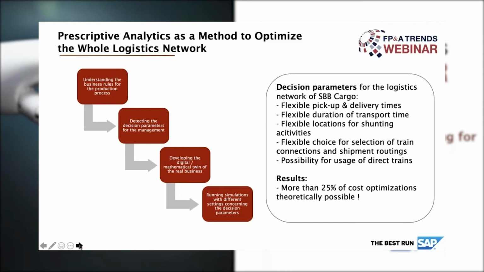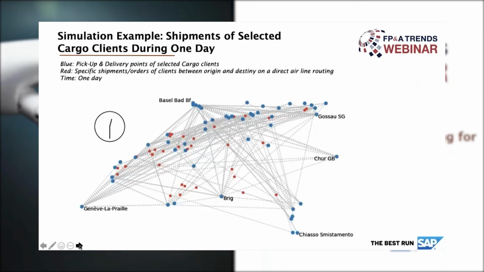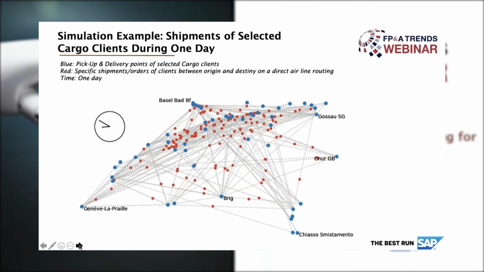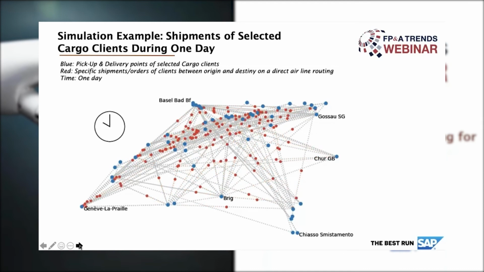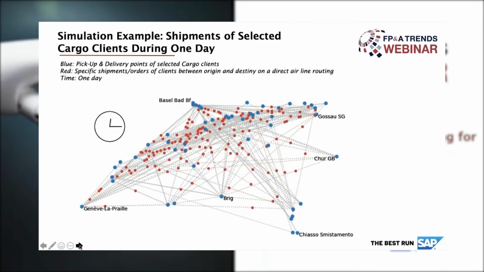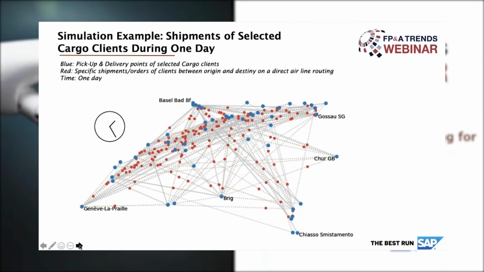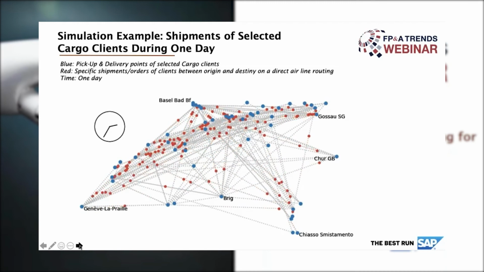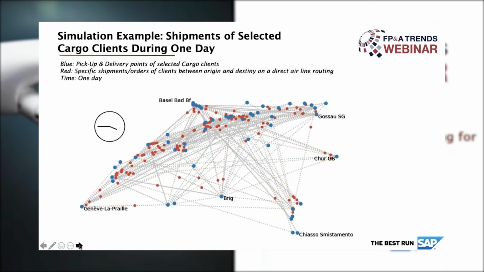If you go on the next slide, I give you a glance of how such a model really works. The blue points are the pickup and delivery stations, and the red points that are moving are the shipments of our customers. So they give us orders for a shipment to go from one point to another point at a certain time. And what we then have to do is put these shipments on specific trains, and that you see on the next slide.